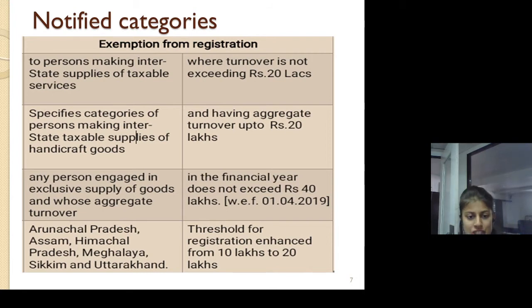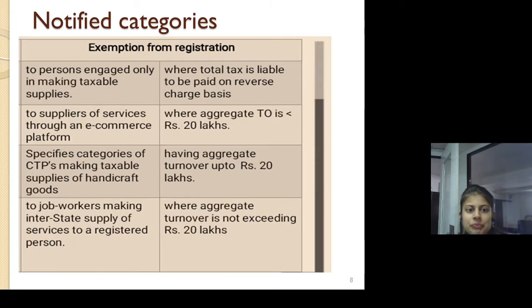Any person engaged in exclusive supply of goods and whose turnover does not exceed 40 lakhs. Now this exemption has come because earlier it was 20 lakhs, and then the limit was increased to 40 lakhs. That's why this notification is there. After this, Arunachal, Assam, Himachal Pradesh, Meghalaya, Sikkim and Uttarakhand. For these states, the threshold is from 10 lakhs to 20 lakhs by the states.